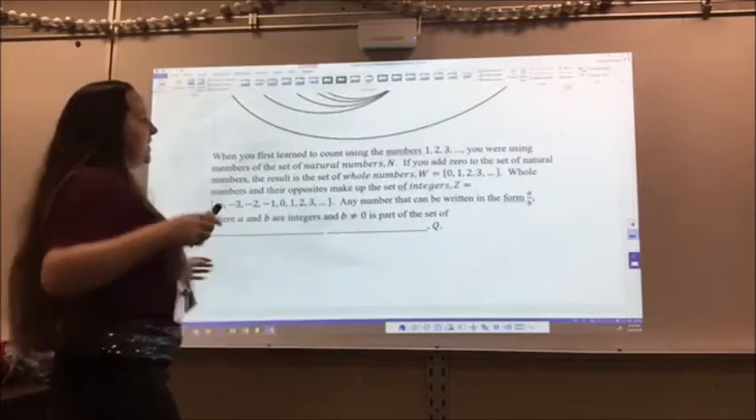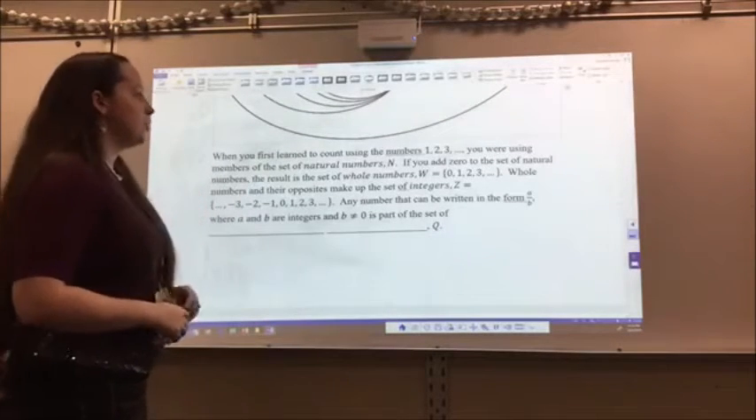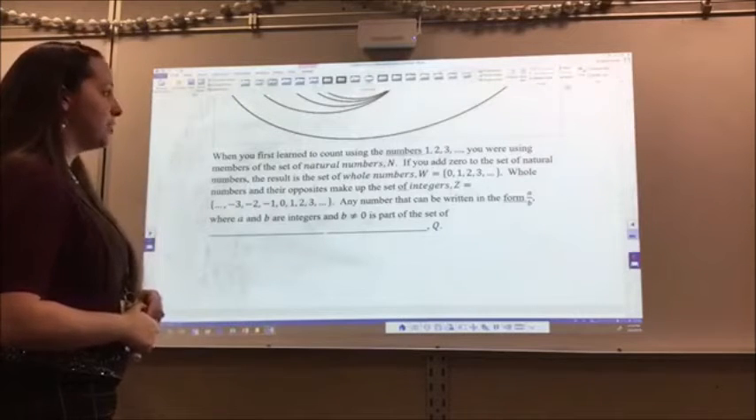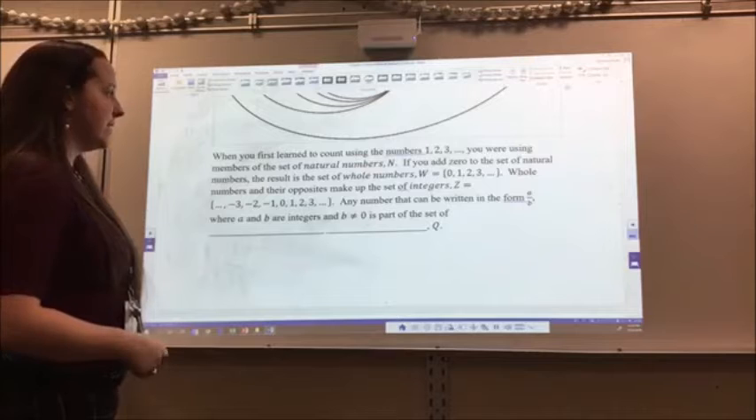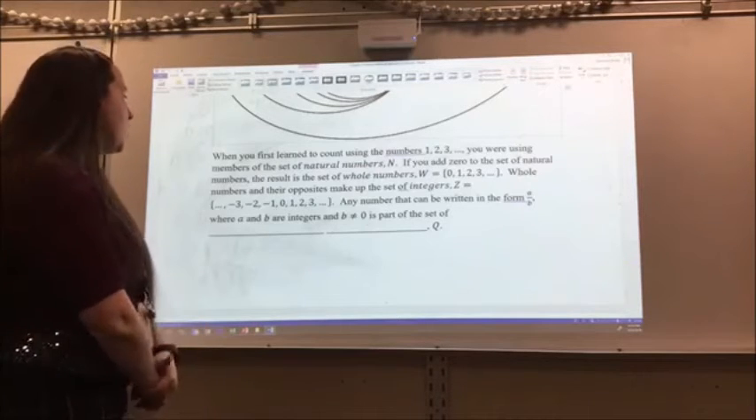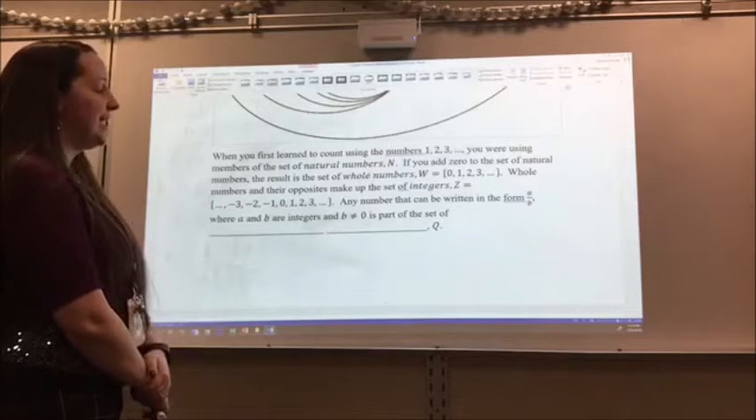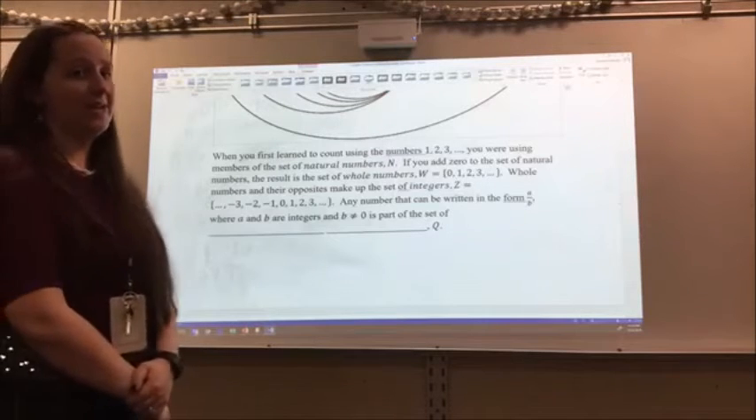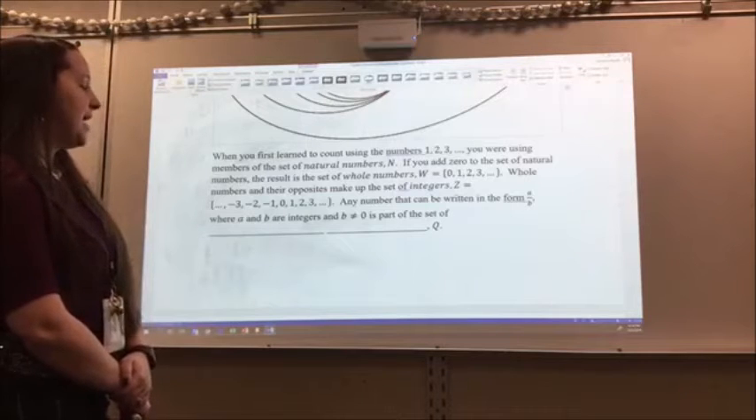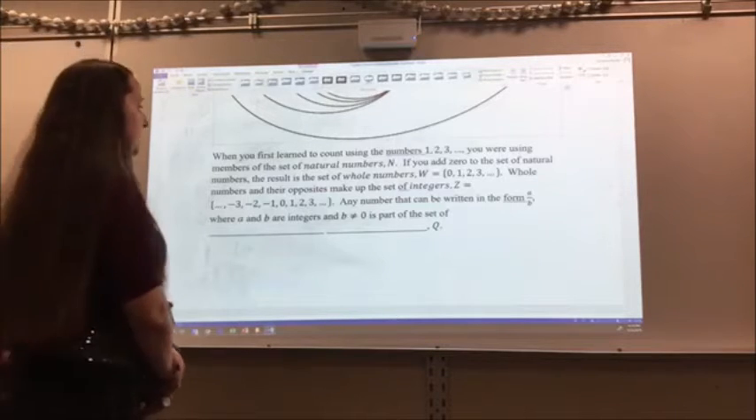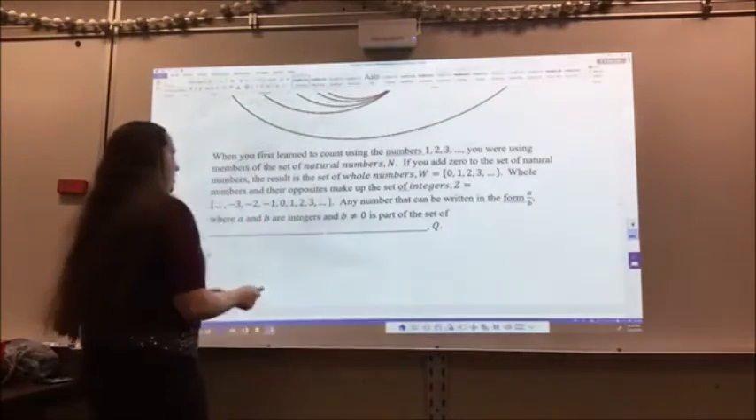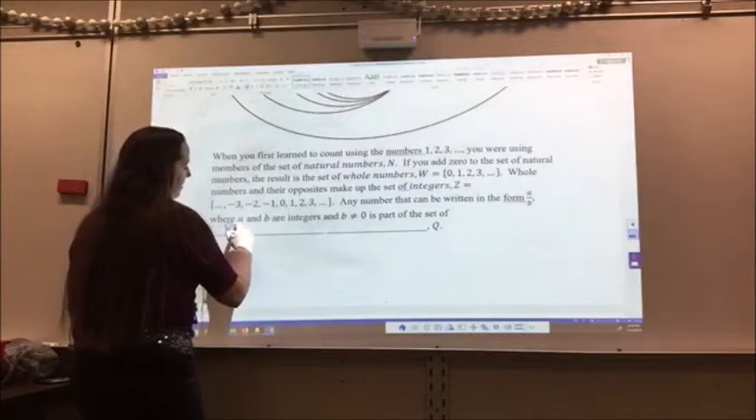When you first learned to count using the numbers 1, 2, 3, and so on and so forth, you were using members of the set of natural numbers. If you add 0 to the set of natural numbers, the result is the set of whole numbers, W. Whole numbers and their opposites make up the set of integers, which is usually indicated by the letter Z. And any number that can be written in the form A over B, where A and B are integers and B does not equal 0, is part of the set of rational numbers, which is often denoted by the variable Q.